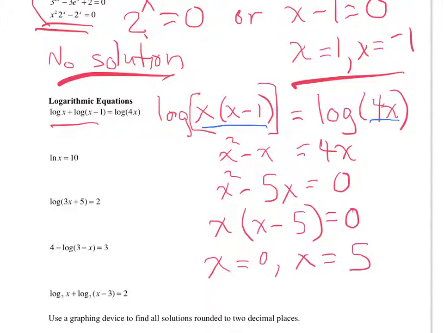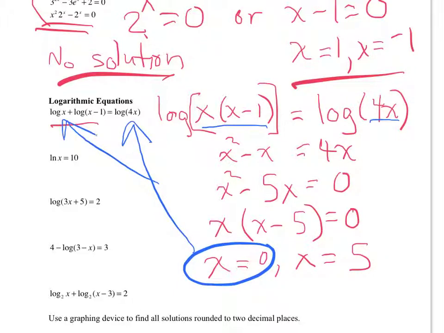We eliminate the solution x equals 0 because that substituted here and here and here gives invalid arguments for the log function. Remember, we cannot take the log of 0, we cannot take the log of negative 1, and again, we cannot take the log of 0. So x equals 0 is a discarded solution. The only solution is x equals 5.